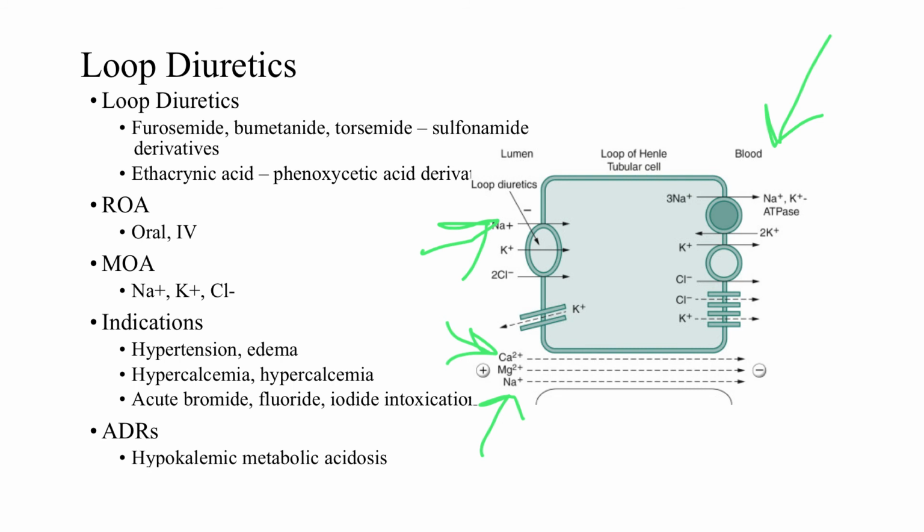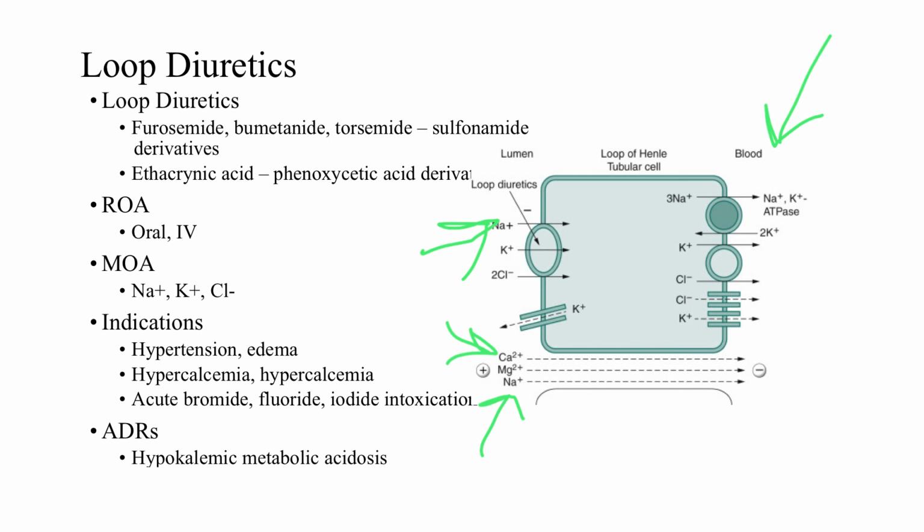In addition, for its utility in treating hypertension and edema and our hypercalcemia and hypermagnesemia states, we will also see that other substances that enter through secretion the loop of Henle at this site are bromide, fluoride, and iodides, and altering activity and then concentration of various ions in this area will promote the excretion of those substances.